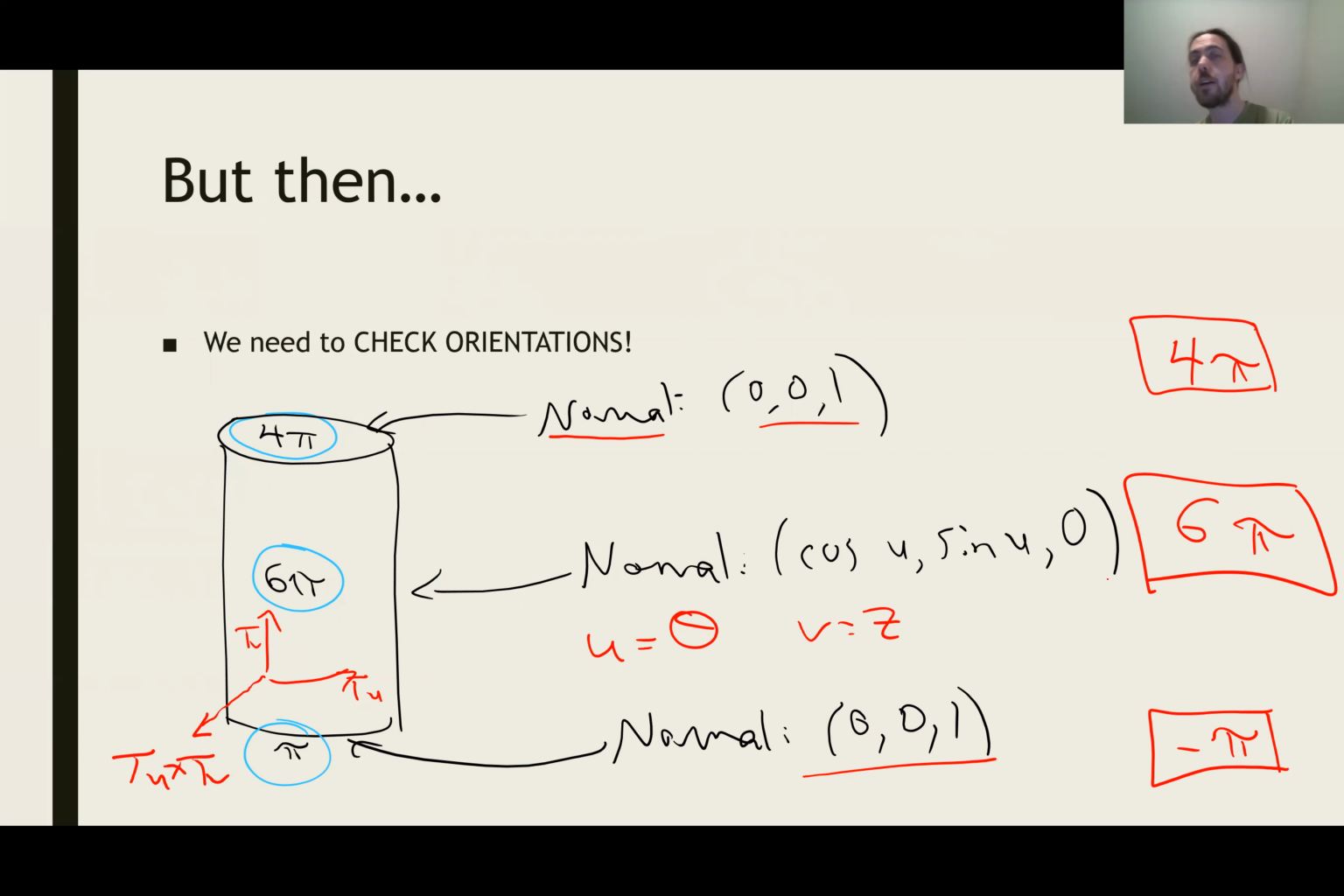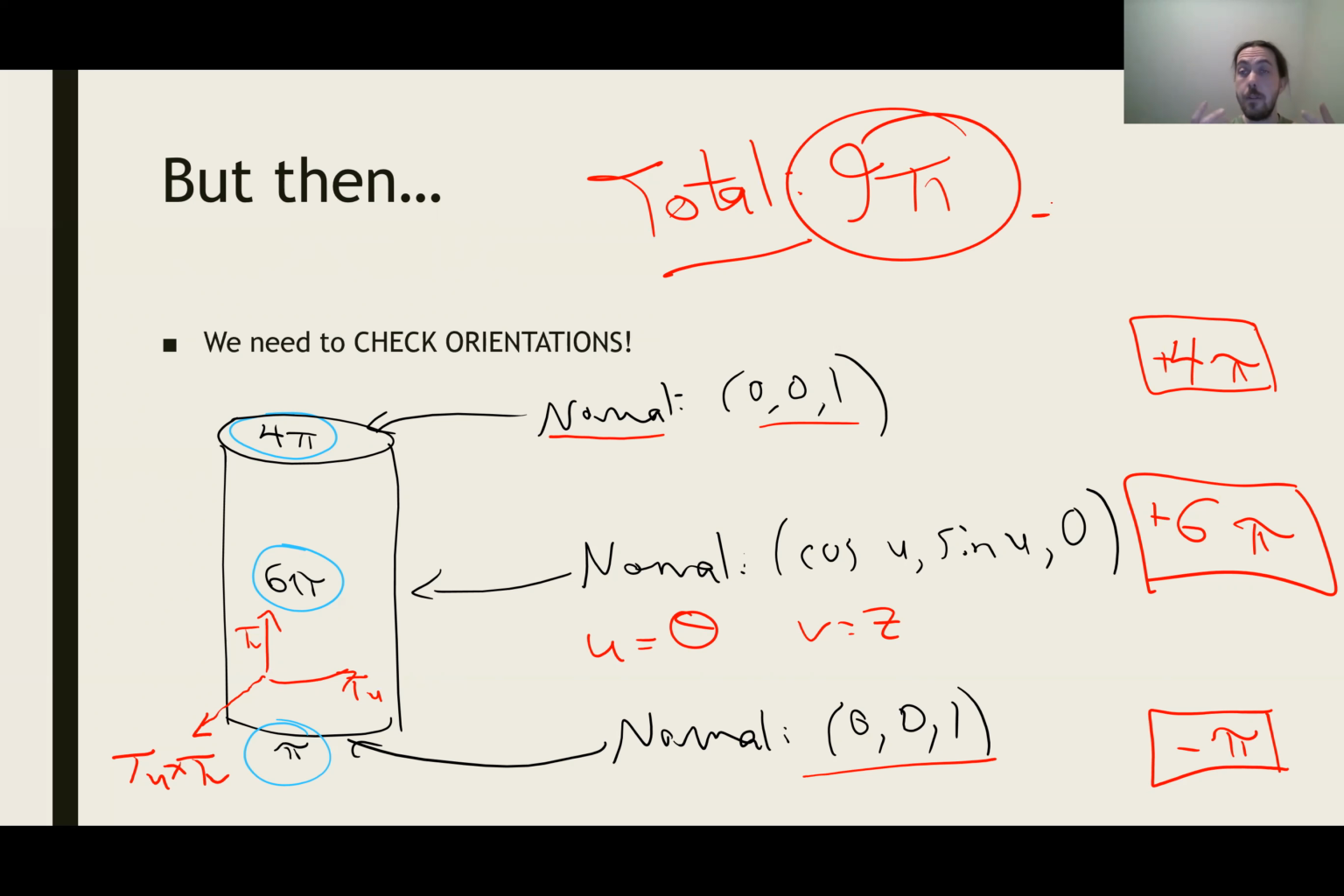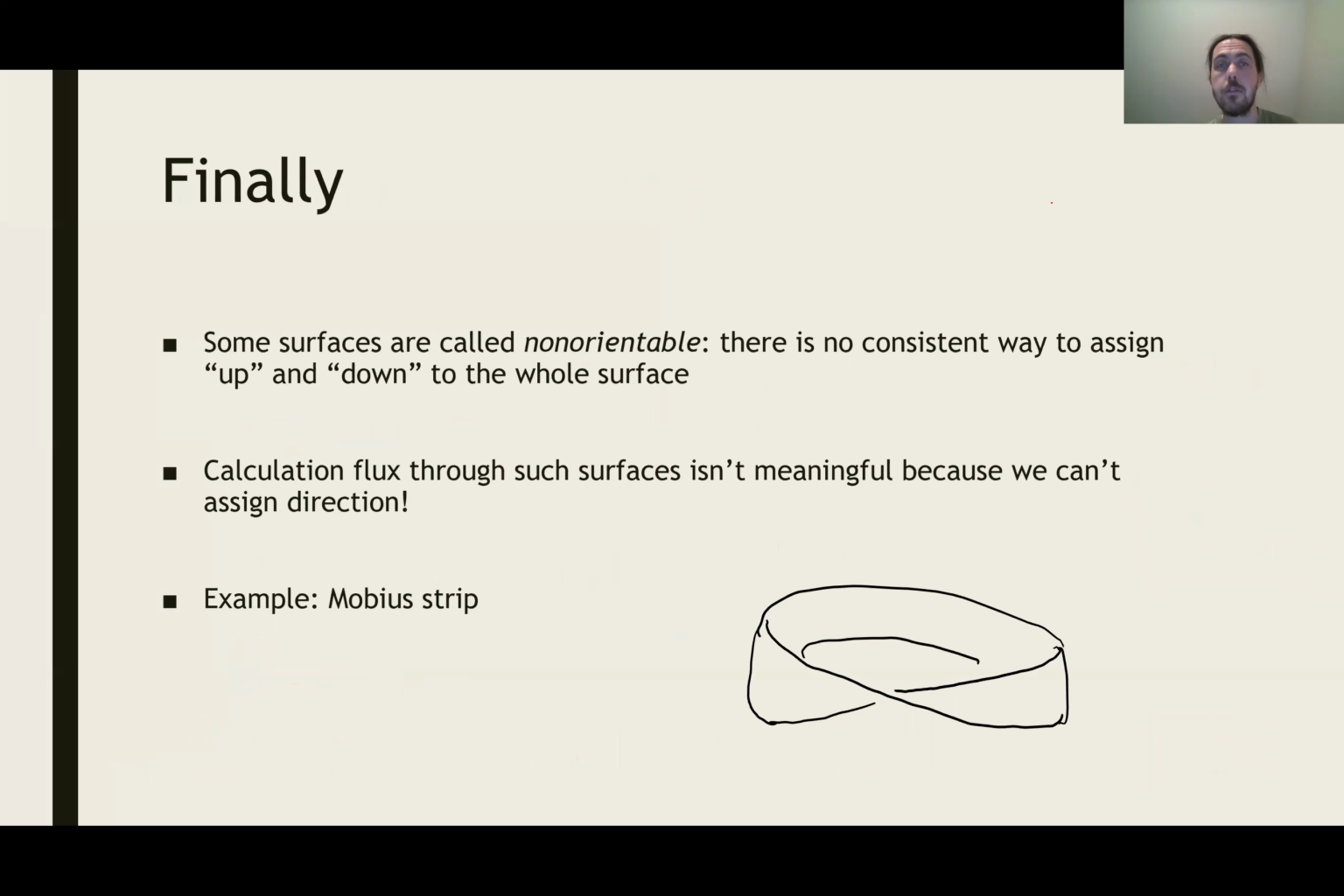And so I get a contribution of plus 6 pi and plus 4 pi and minus pi. So the total flow outwards is 9 pi. So orientations are important. We have to make sure that we're consistent with them if we want to get the right answers for these types of questions.